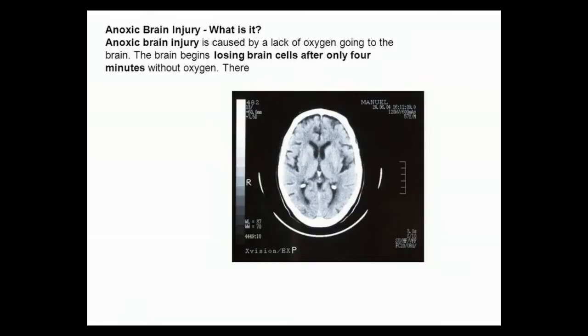This image shows anoxic brain injury. It is caused by lack of oxygen going to the brain. The brain begins losing brain cells after only 4 minutes without oxygen.